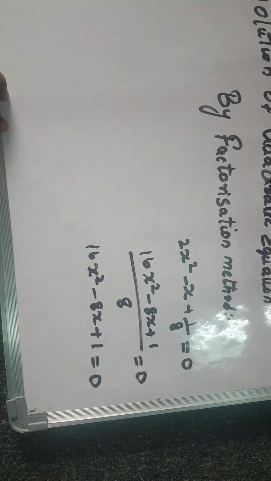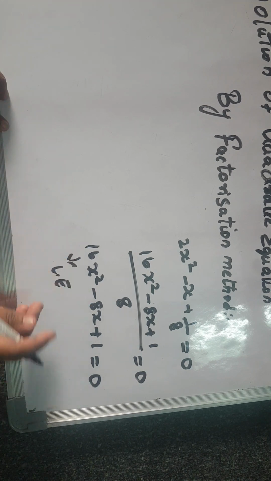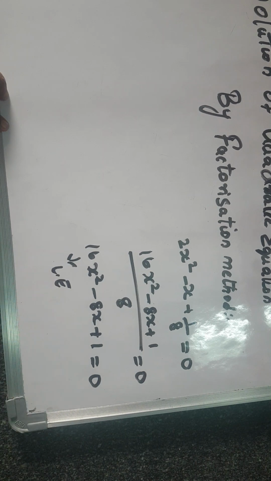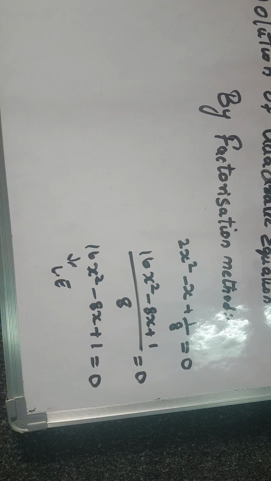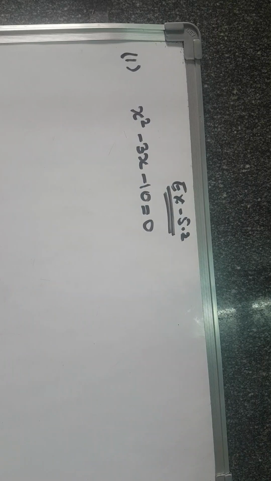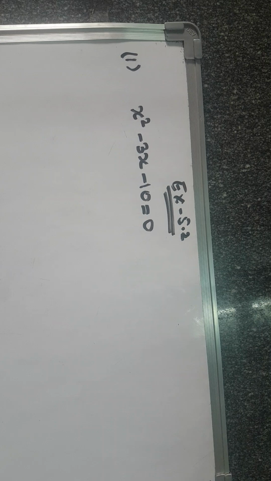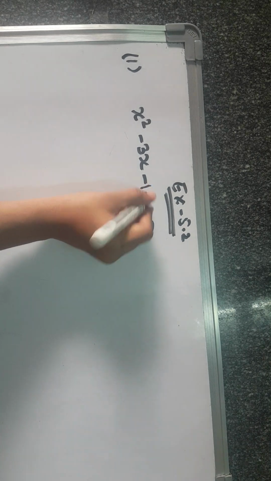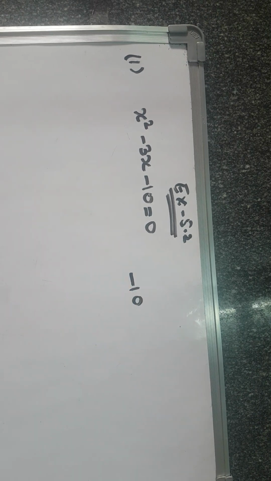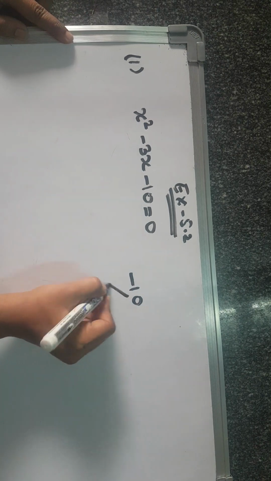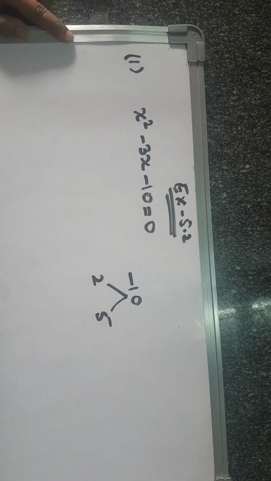Now first we have to convert this quadratic equation into linear equation form, and then separate it and equate each separately to 0, then only we can solve. Now I'll show you with an example. This is exercise 5.2, first question. Now the value is minus 10 here. Take two values so that if you add or subtract you get minus 3, and if you multiply you get minus 10.